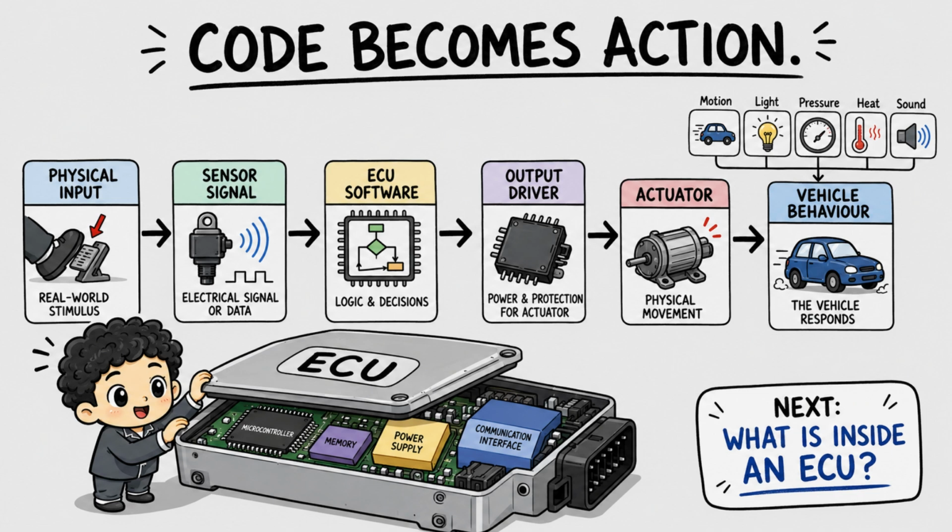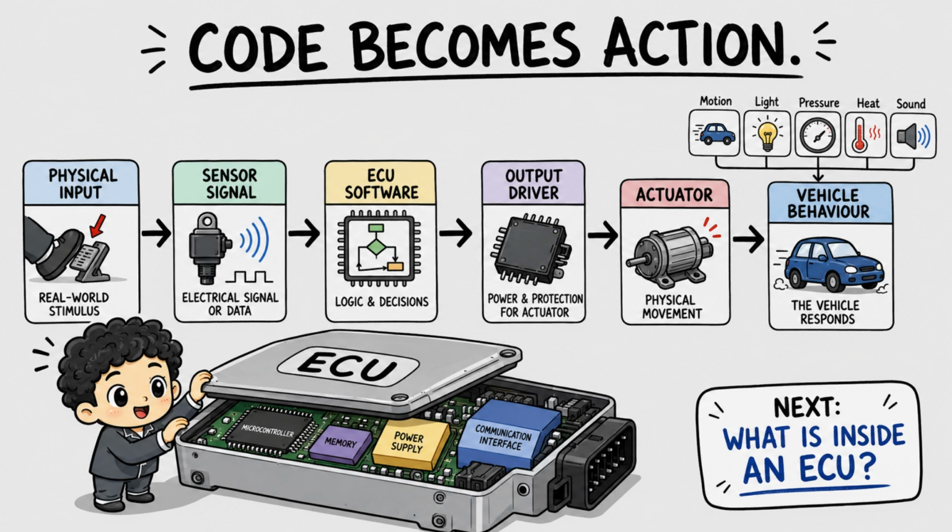Now return to the brake pedal example from the beginning. A physical world produces an input. Electronics make that input available to a controller. Software interprets it, checks it, and calculates a response. Hardware drives an actuator. The vehicle changes its behavior. That is how software moves from lines of code to real motion, light, pressure, heat, or sound.